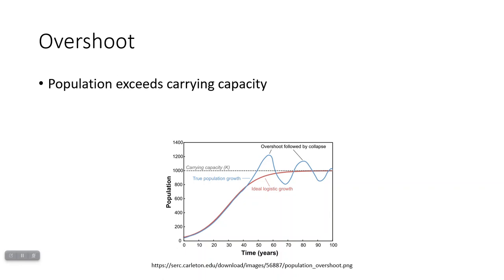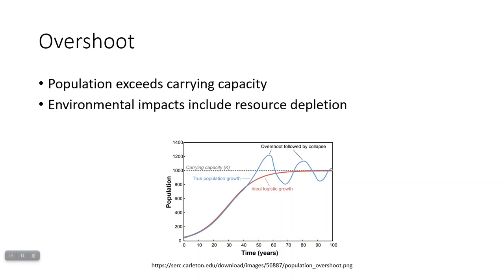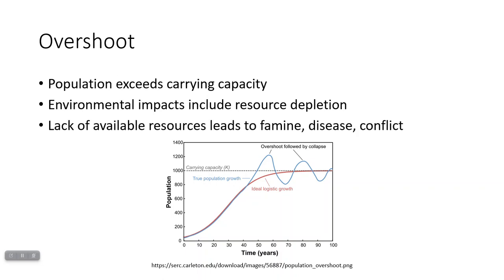So we talked about overshoot really quickly, or at least it was pointed out on the previous graph. This is what happens when the population goes above the carrying capacity. Some of the environmental impacts of this, because you have a slight bit of overpopulation, at least for a short period of time, is that you can deplete resources. And then because you don't have these resources, that can cause things like famine, disease, conflict, especially if you're talking about human populations. And all of those things tend to decrease the population. Another way to look at it is these things also increase the death rate.